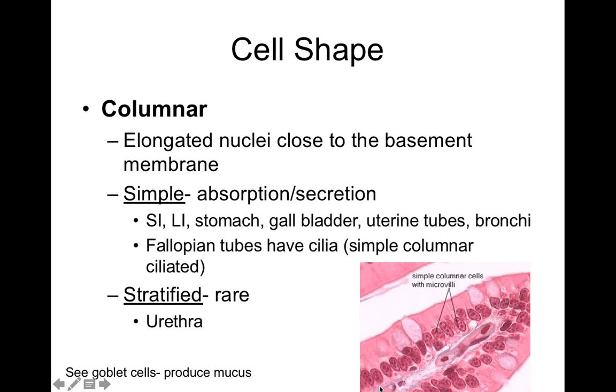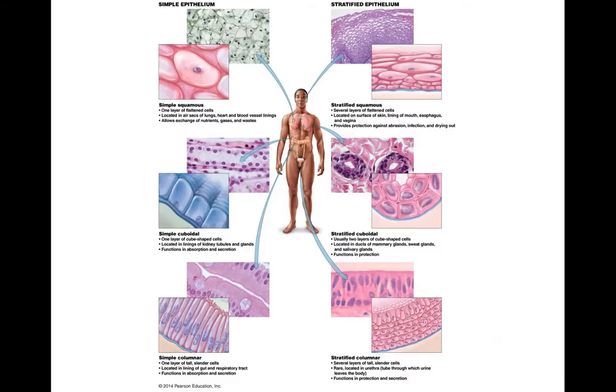The basement membrane is the attachment area of all these cells. And one of these right here is a columnar cell, and this right here is a goblet cell, which we'll talk more about when we get into the intestinal tract and the digestive system. Stratified columnar is very rare, although we do see pseudostratified. And stratified is in the urethra.